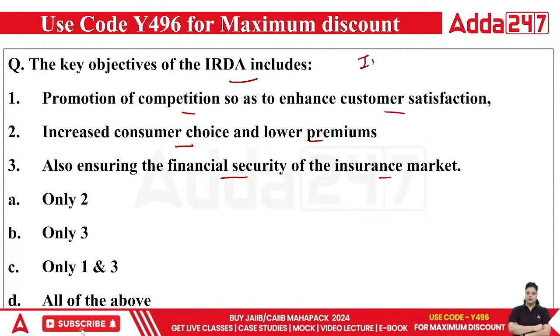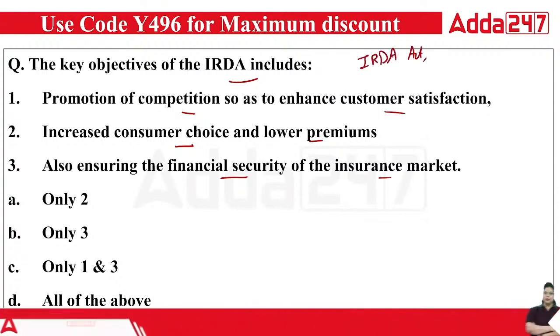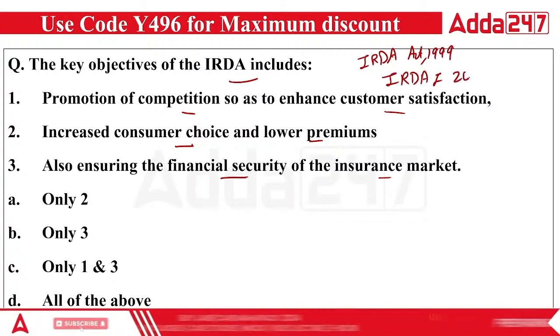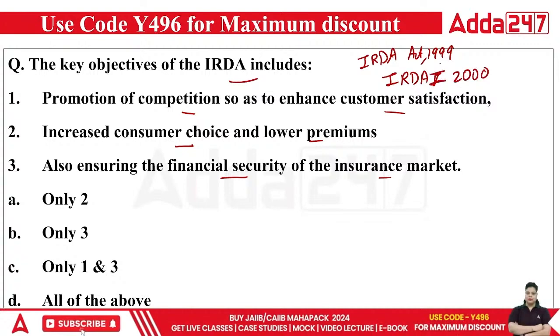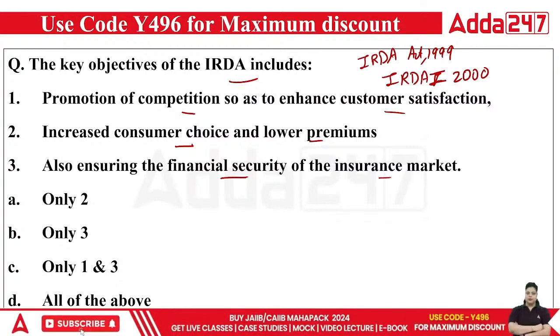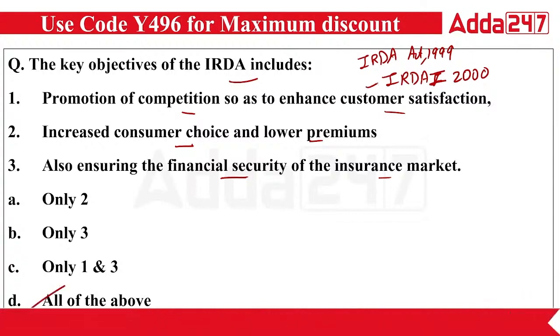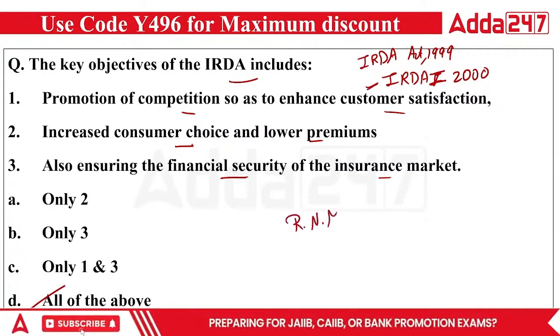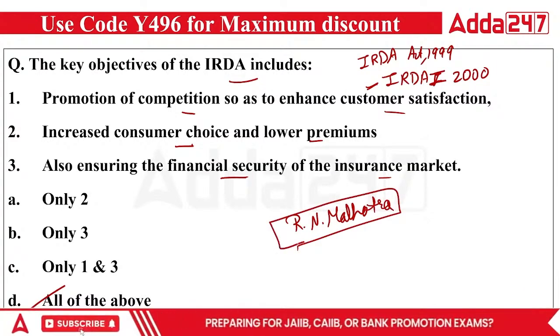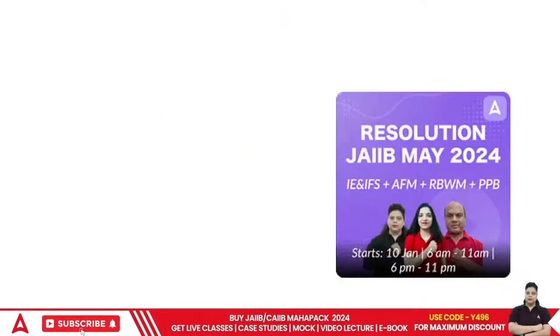The IRDA Act came into existence in 1999 and IRDA was established in the year 2000. Earlier it used to be known as the Insurance Regulatory and Development Authority. Later its name was changed to the Insurance Regulatory and Development Authority of India. And the right answer is all of the above. It was established on the recommendation of the R.N. Malhotra Committee. Do remember the name of the committee because this is a very important committee in context of your insurance business. R.N. Malhotra Committee. Right answer is D, all of the above.